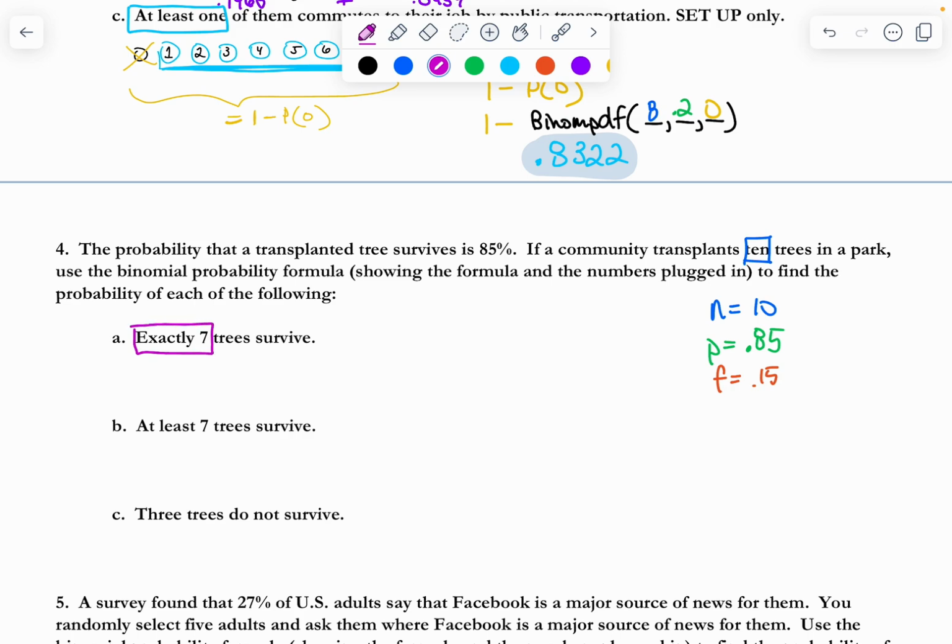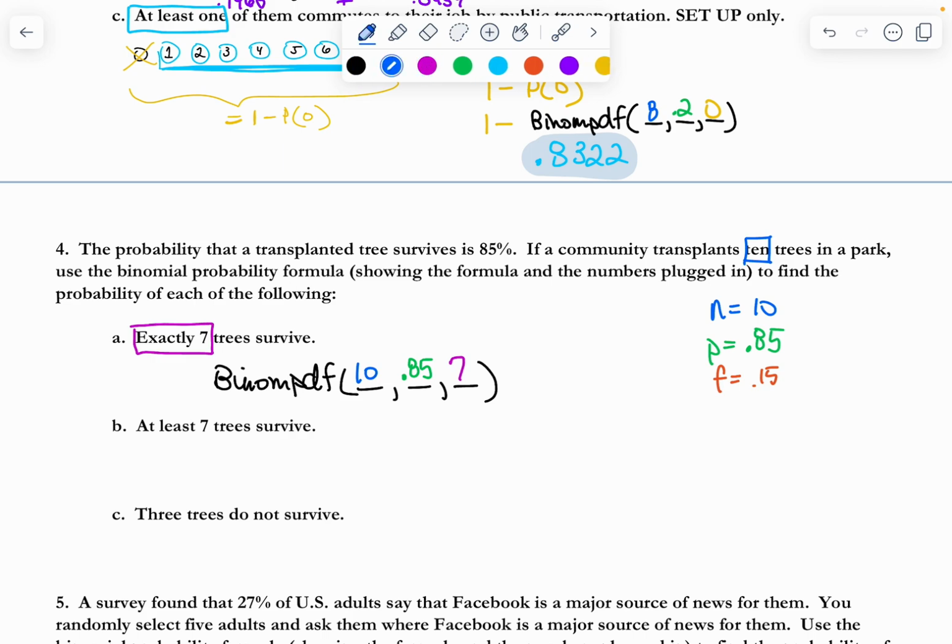So letter A says find the probability that exactly 7 trees survive. This one is our most basic. We're just going to do binom PDF with the 3 blanks. In this case, we are looking at a total of 10 trees. The probability that the trees survive after being transplanted is 0.85. And then for this question, we want to know that exactly 7 of them survive. So binom PDF 10, 0.85, 7. And then we just type that into our calculator. Go ahead and take some time to do that. You should get 0.1298. So again, the exact probability is just binom PDF, pretty basic.